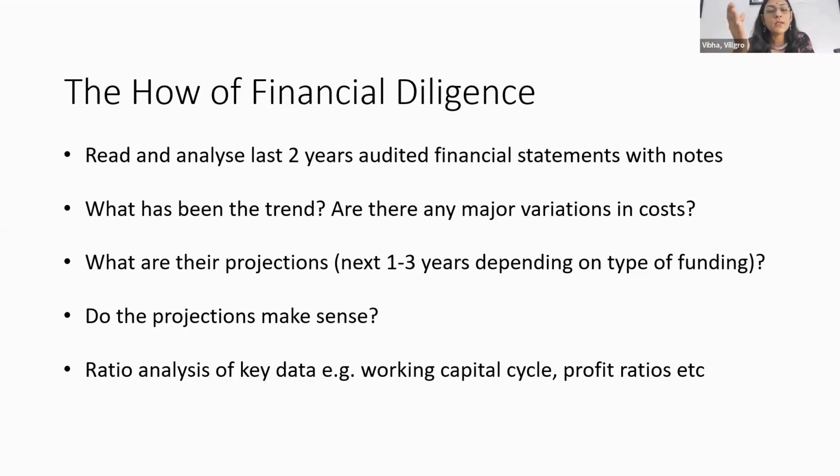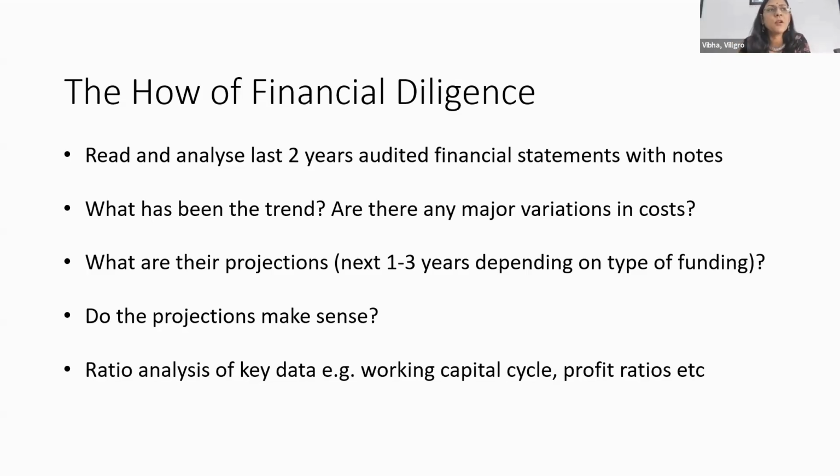In addition to the financial statements, we look at their projections, right? Again, depending on the kind of funding, I will probably ask for the next 1-year projection if it's a grant program for 1 year. Or I could ask for a 3-year or 4-year projection if I'm looking at a debt or an equity kind of funding, and see whether those projections make sense. Are the assumptions that they have made in these projections valid? Is it showing where they are trying to go?